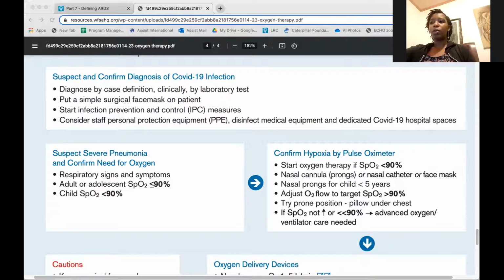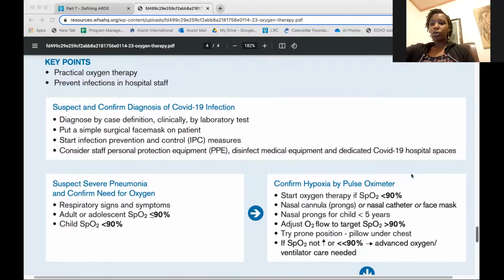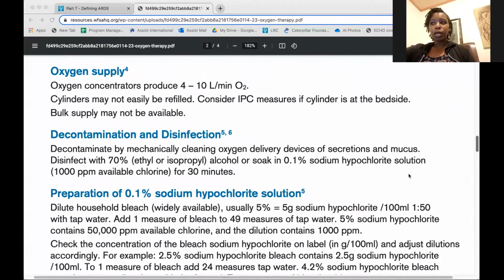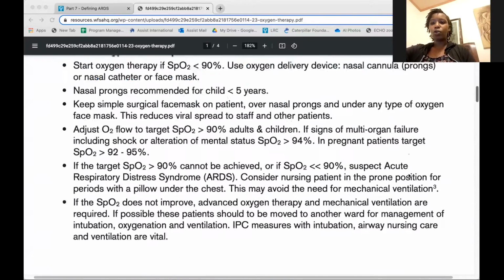Patients who have multi-organ failure or look like they're in shock or have altered mental status, their target will not necessarily be 90. You want them to have a higher SpO2, most of the time above 94%. So at any point where you see saturations dropping below 90, or below 94 in a patient with altered mental status, you need to intervene. In pregnant women, you need to intervene at 92%.